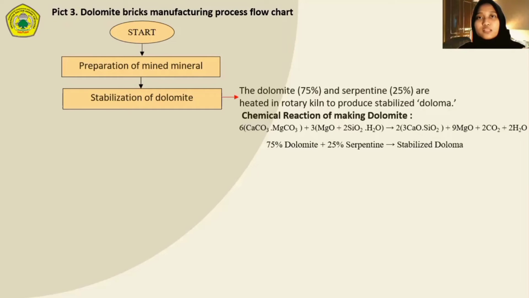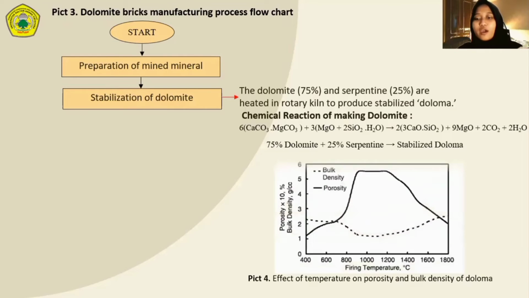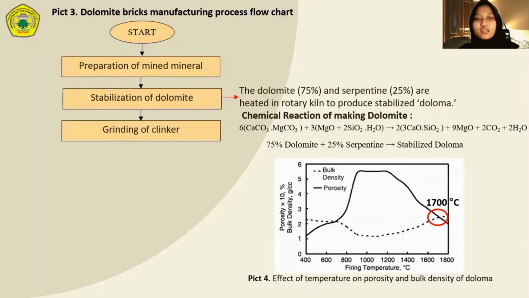The low temperature calcination of dolomite will give very reactive and porous dolomite. The following is picture 4, the effect of temperature on porosity and bulk density of dolomite. This dolomite is further fired at 1700 degrees Celsius to reduce the porosity to 17% and make the dolomite clinker more stable. And next, grinding of clinker. The dolomite clinker produced is ground and classified into coarse, medium, and fine.